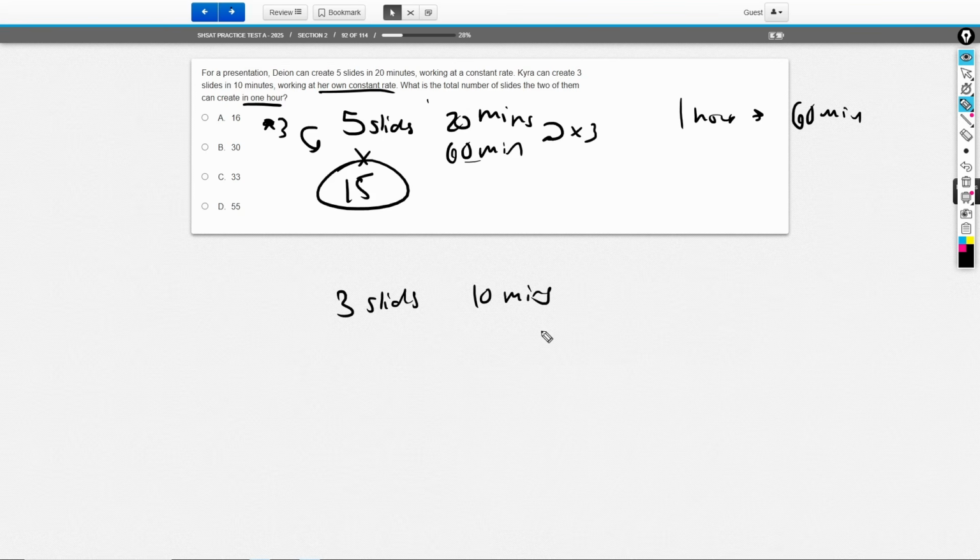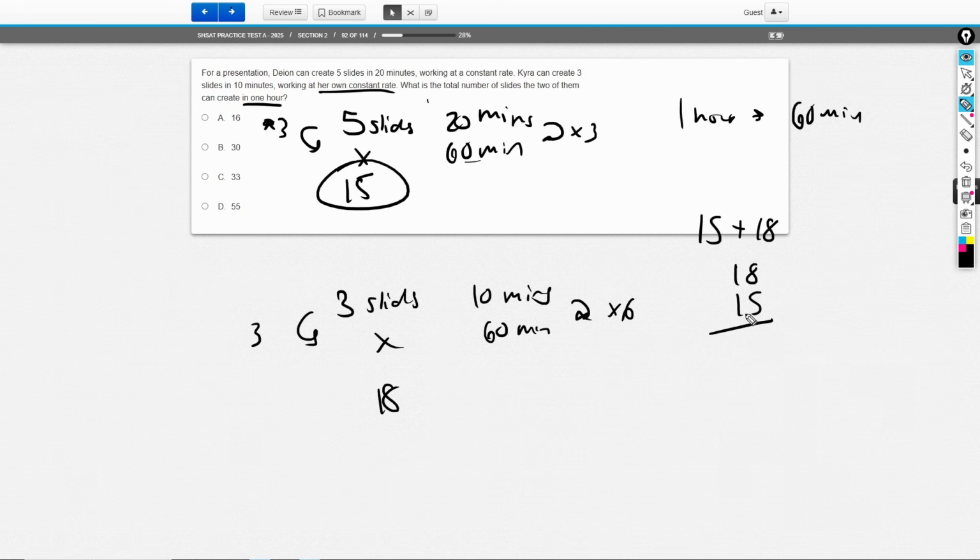She makes 3 slides in 10 minutes. So in 60 minutes, how do I get from 10 to 60? Well, I multiply by 6. That means that she can make 18 slides. So 15 slides plus 18 slides, that's how much they're going to make in total, right? That's going to be 33 slides in total, which is the correct answer here.